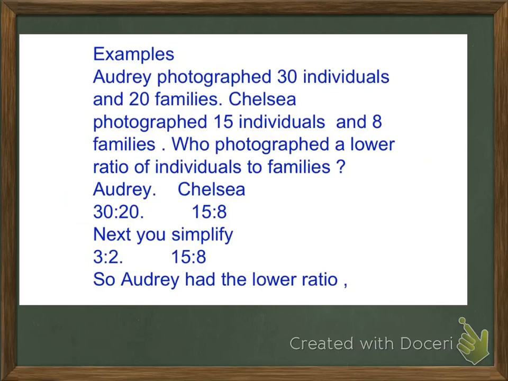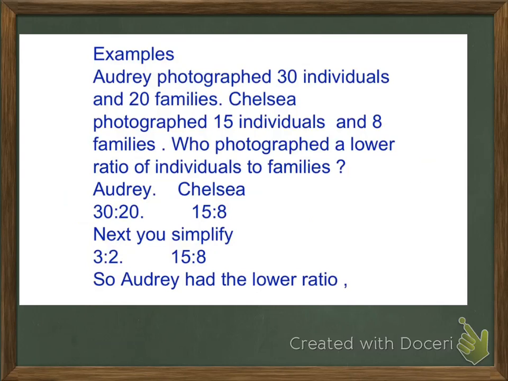Alright, so here's a word problem for practice. Audrey photographed 30 individuals and 20 families. Chelsea photographed 15 individuals and 8 families. Who photographed a lower ratio of individuals to families? Alright, so here we go.